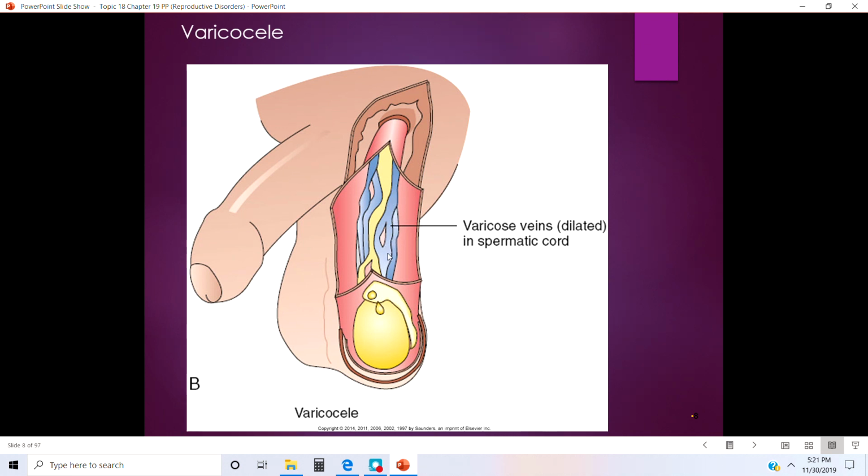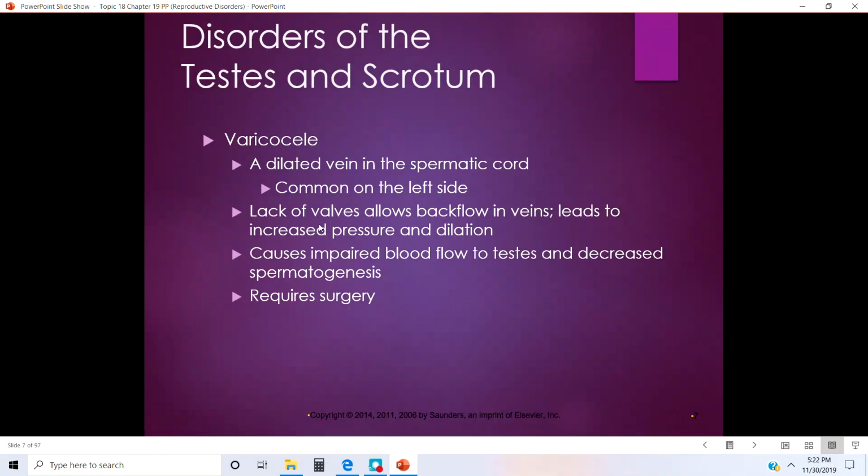So notice these veins here are much thicker than they should be. Right? So they become like varicose veins, and we call this a varicocele. The reason this happens is these veins develop without valves, and that allows backflow of blood into those veins, and the veins now swell and they become dilated.